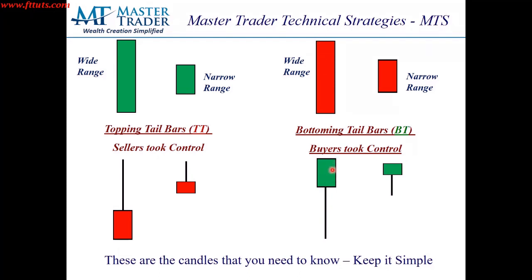So a big red bar and a climactic move to the downside that turns into a bottoming tail, which also would be a range expansion bar, would tell us that buyers took control and the odds are extremely high that prices are going to move up.